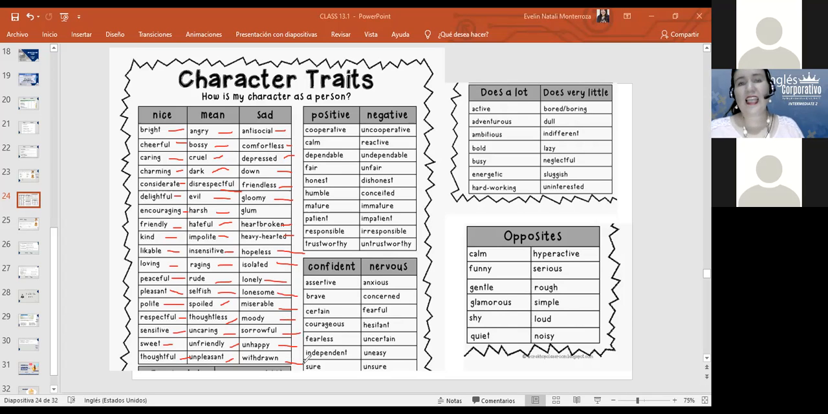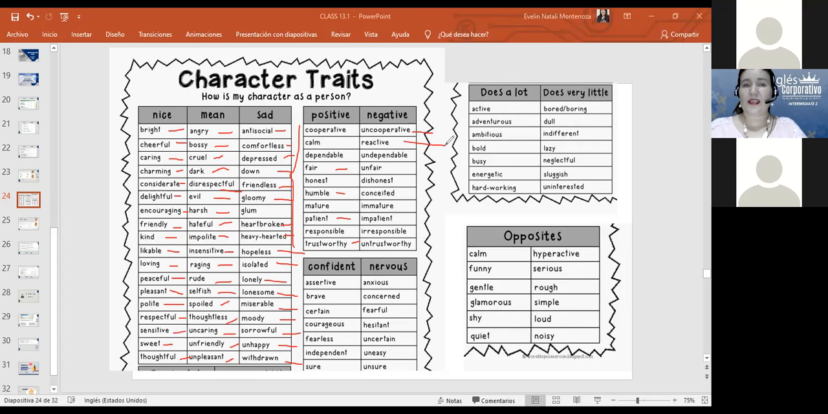And then we have these ones that are very common for all of you, right? And I think I don't have to explain many of them. Trustworthy is digno de confianza, okay? And the other ones, you know the meaning of them. Cooperative, calm, dependable, fair. Fair is justo, right? Honest, humble, que es honrado. Mature, maduro. Patient, muy paciente. Responsible, right?